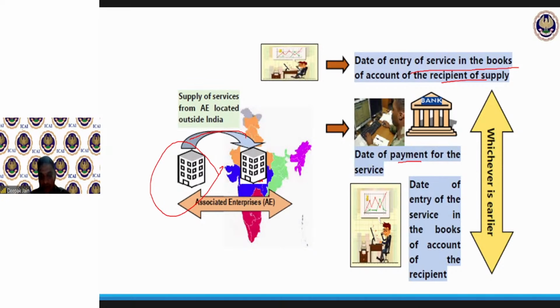In RCM, we have said receipt of goods, issue of invoice by the supplier within 30 days, or payment, whichever is earlier. For services, you have to receive the invoice or make the payment. For services, actual receipt of services is not the criteria. For goods, it is there. So for goods, once you receive the goods and you have not received the invoice or made the payment, still reverse charge is applicable. But for services, either receipt of invoice or payment, one of these should happen.